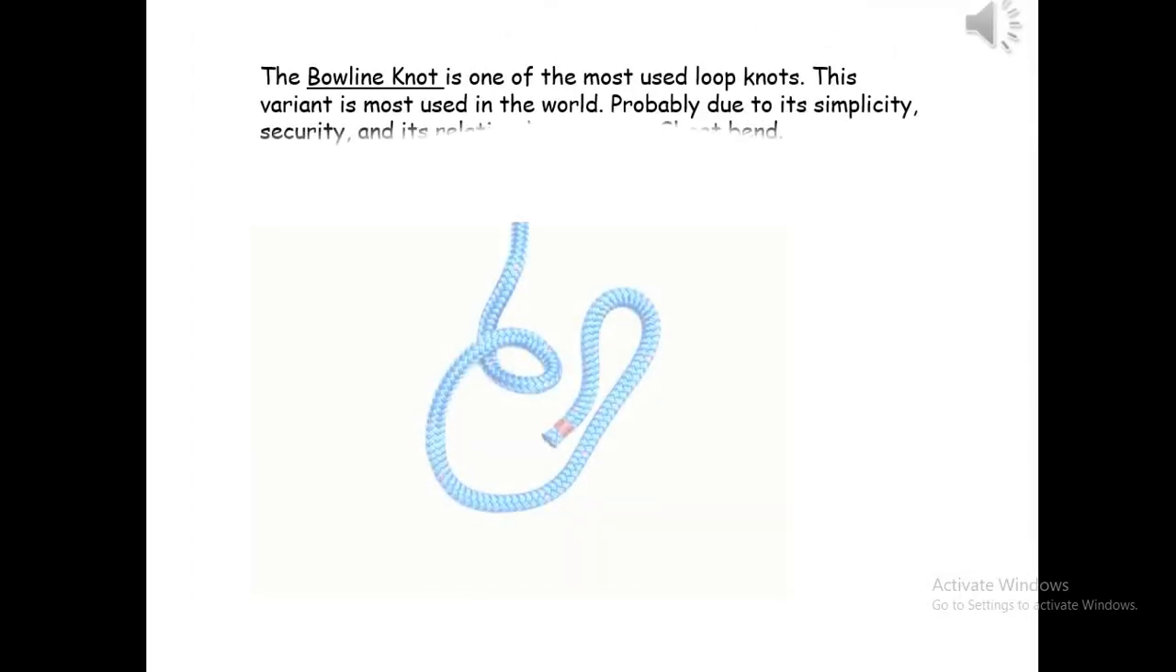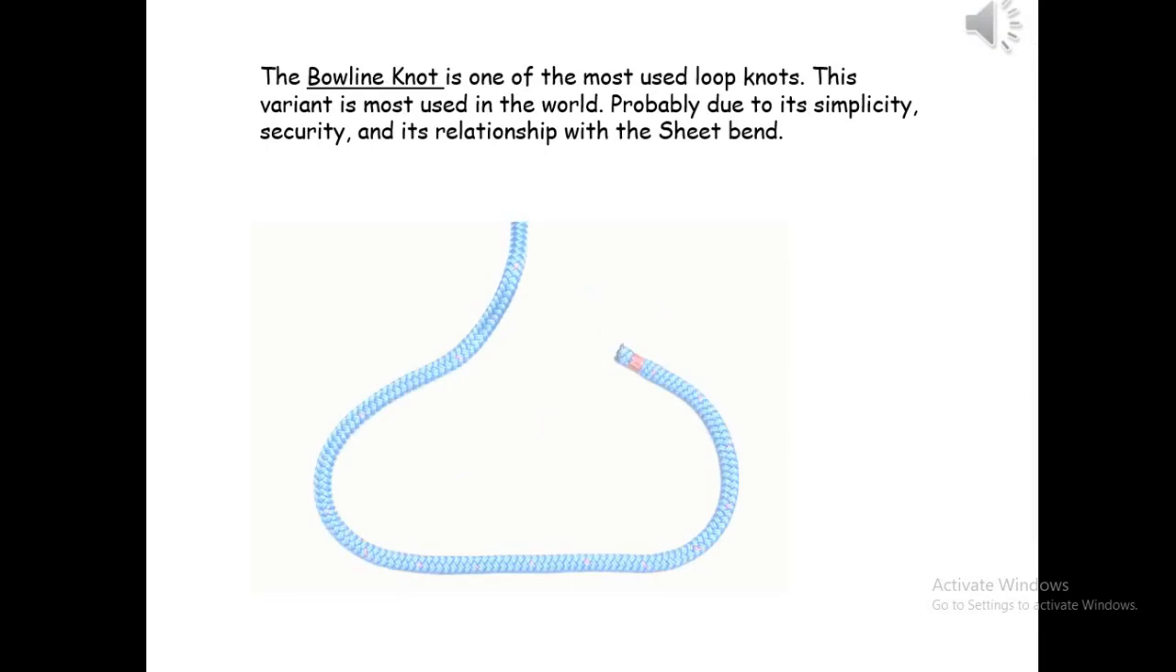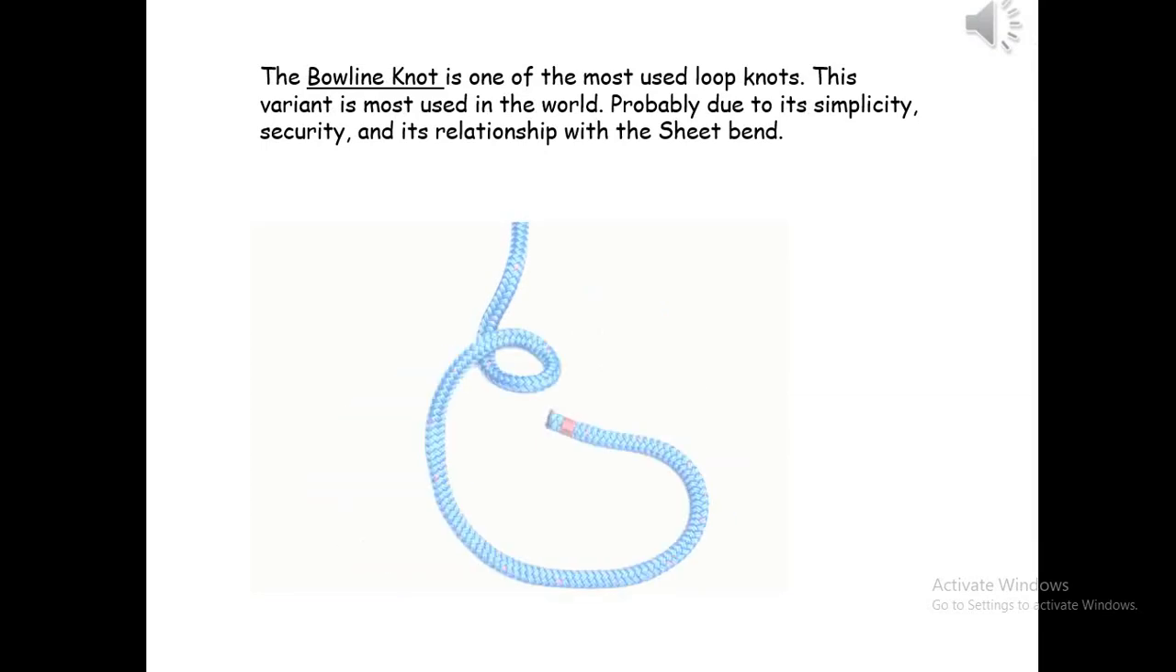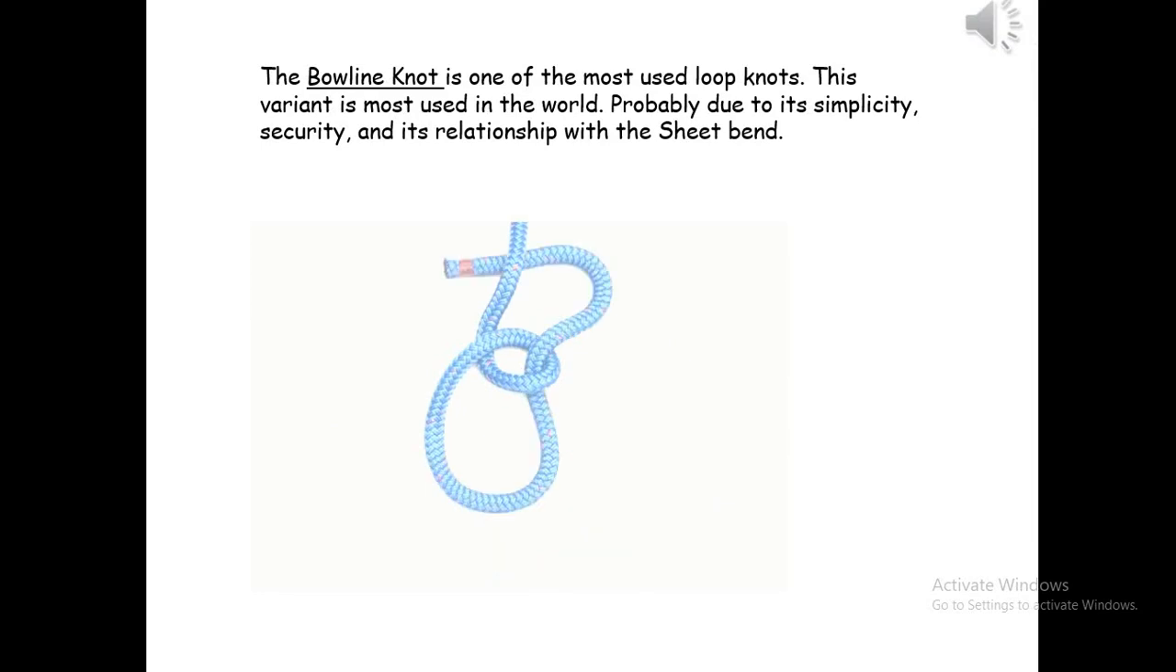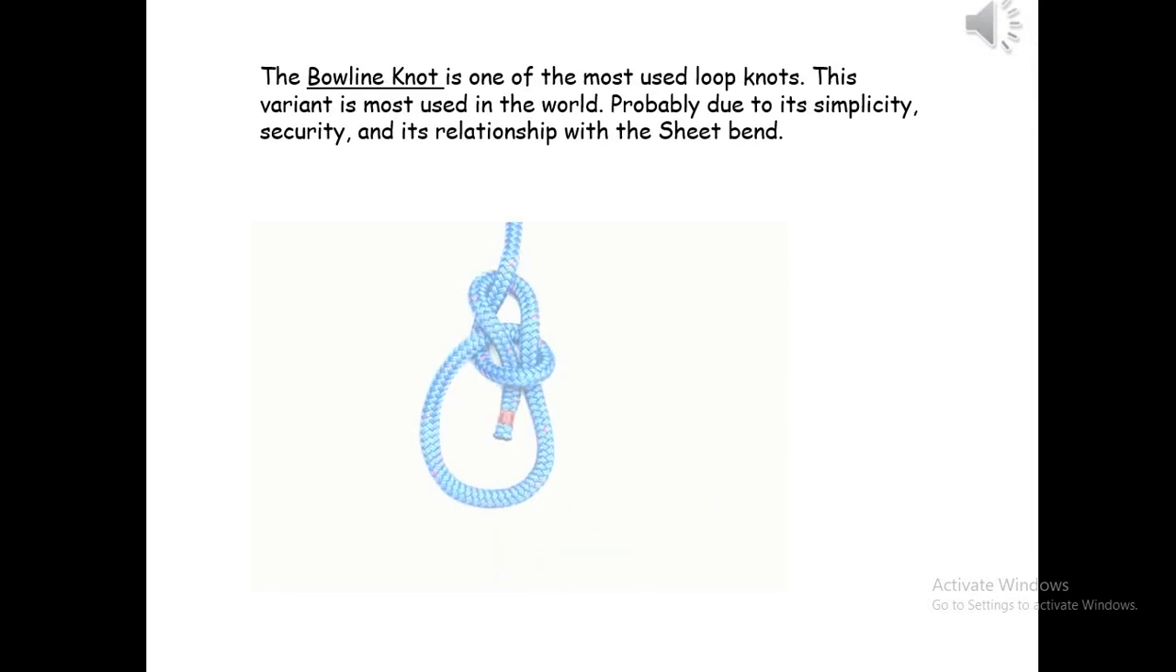The bowline knot is one of the most used loop knots. This variant is most used in the world, probably due to its simplicity, security, and its relationship with the sheet bend.